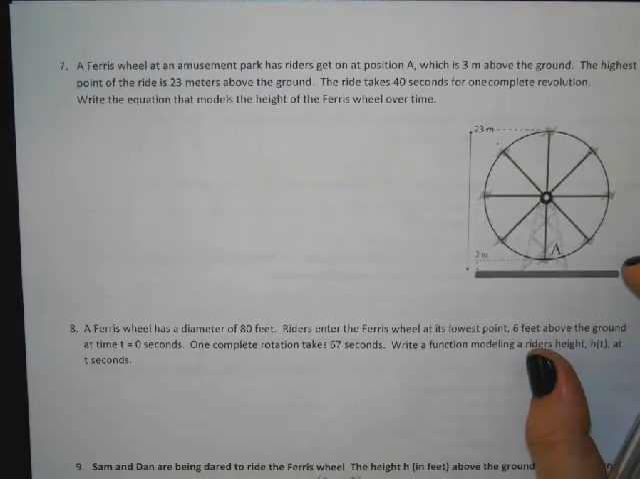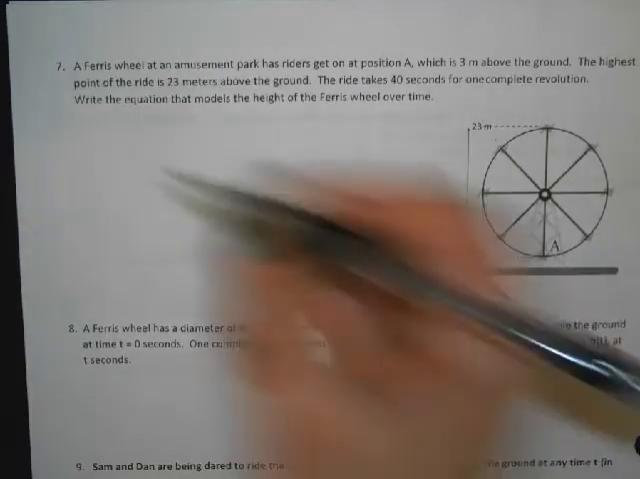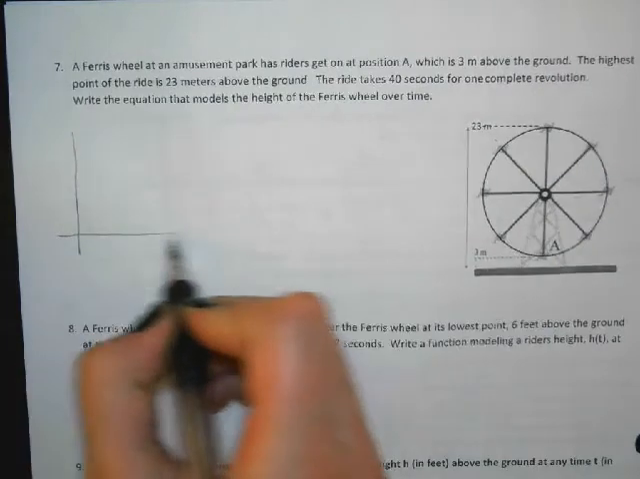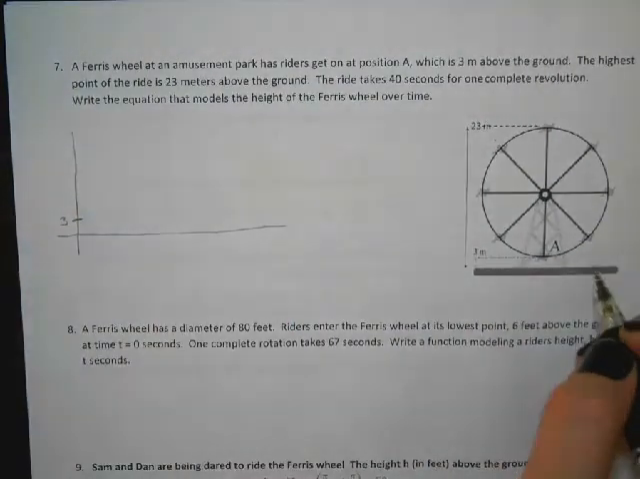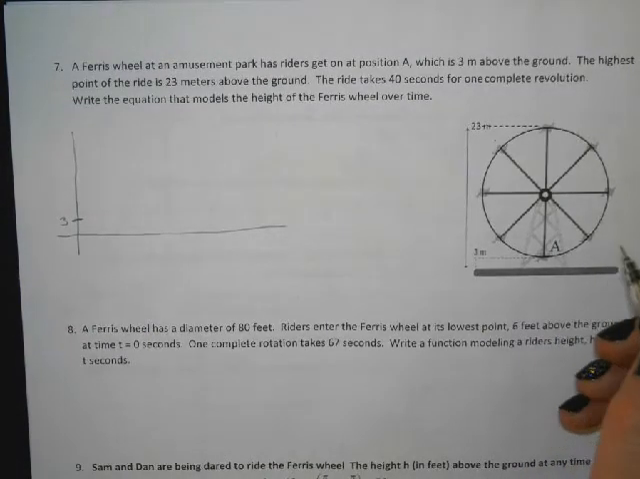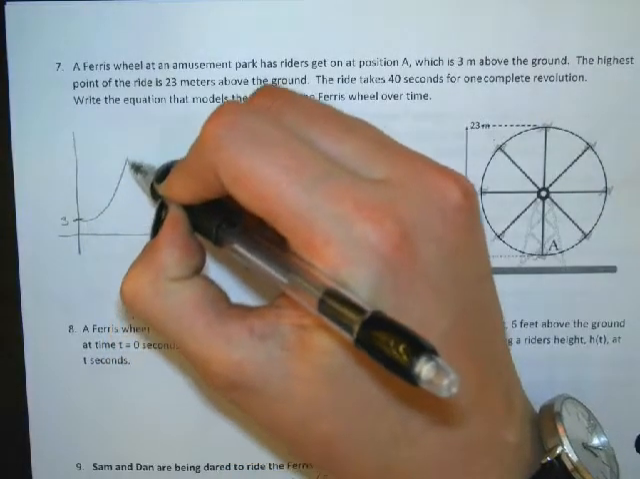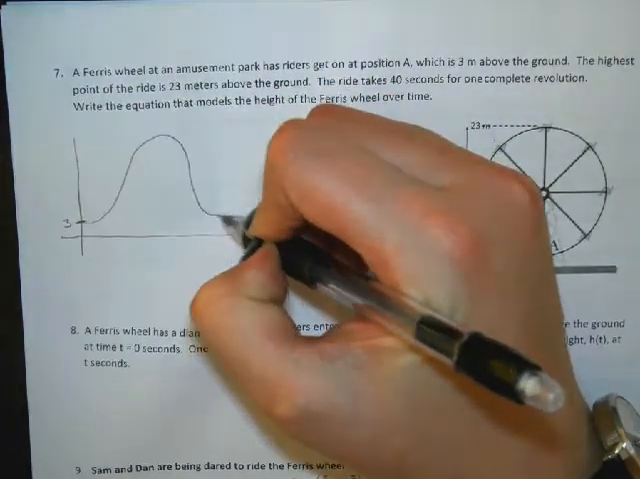A Ferris wheel. Are we ready? A Ferris wheel at an amusement park has riders get on at position A, which is 3 meters above the ground. So our graph is going to start 3 meters above the ground. Okay? The riders go up, they reach their highest point, and they come back down again.